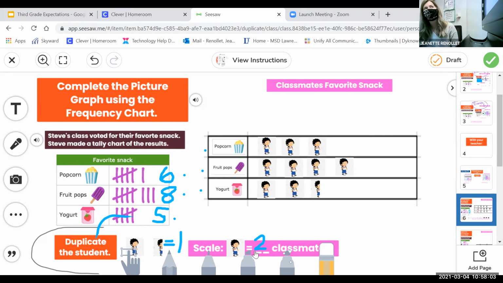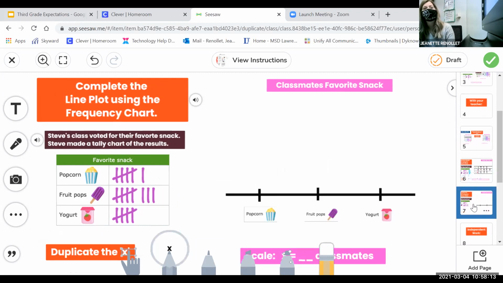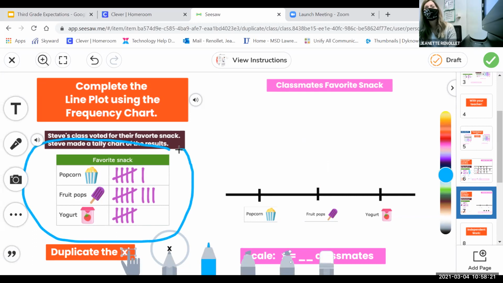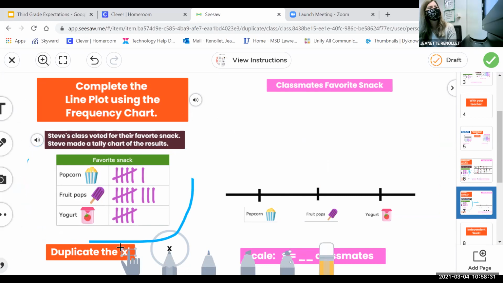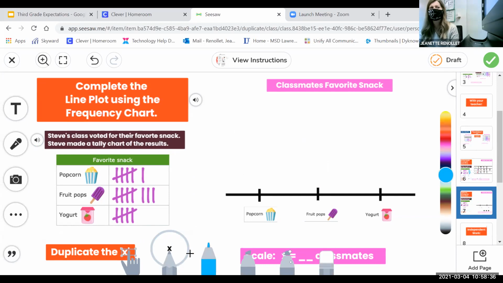Great job working on your picture graph on slide number 6. I want you to move to slide number 7. I want you to show the same data, but this time on a line plot. If Miss Sharp counted by 2s, and we counted by 2s, what do you think each X could equal? 2. I think it's fair to say X could be equal to 2.